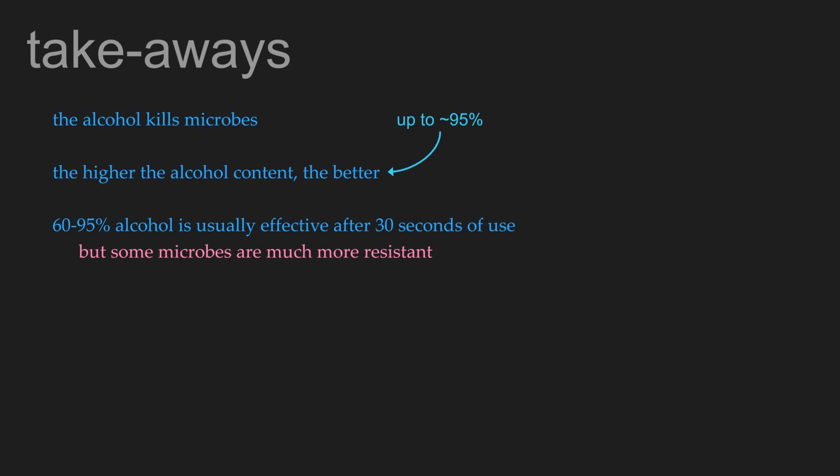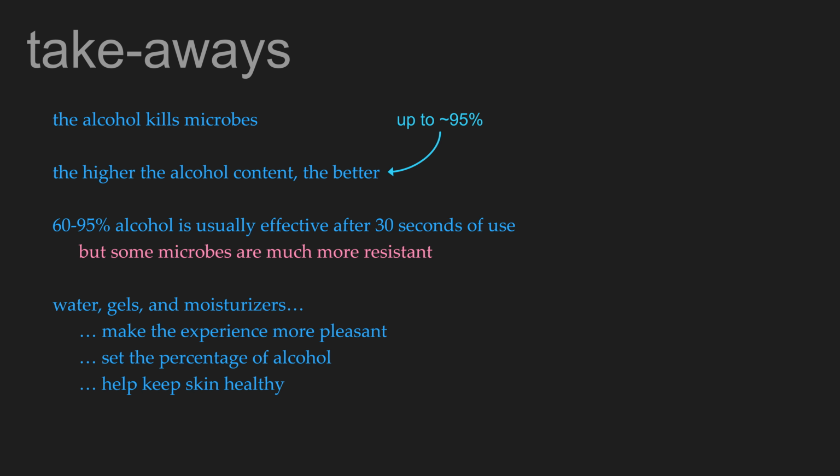Our main takeaway from this is that the alcohol in hand sanitizer is responsible for killing the microbes. And the higher the alcohol content, the better. 60 to 95% alcohol is usually effective after 30 seconds of use, but some microbes are more resistant than others. And lastly, we add water, gels and moisturizers to improve comfort, regulate the alcohol percentage, and to keep skin healthy.